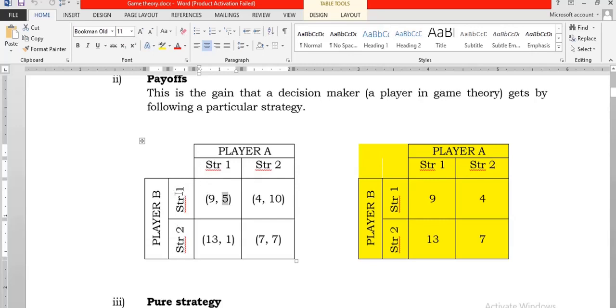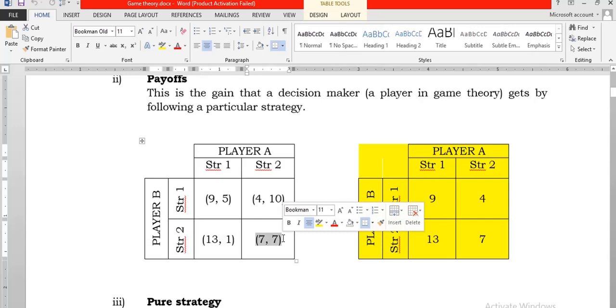In the case player B applies strategy 1 and player A applies strategy 2, that means the payoffs will be here, whereby player B will get a payoff of 4 and player A will get a payoff of 10. Now, when player B applies strategy 2, whereas player A applies strategy 1, the payoffs are these ones here, whereby player B will receive a payoff of 13, whereas player A will receive a payoff of 1. And similarly, when they both apply strategy 2, they'll get a payoff of 7.